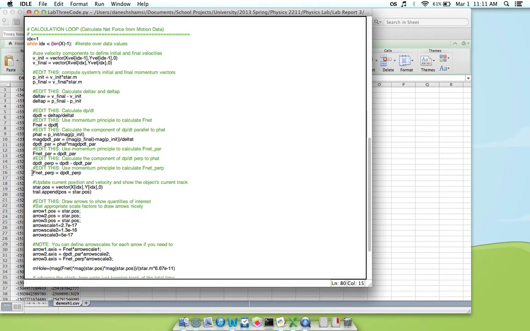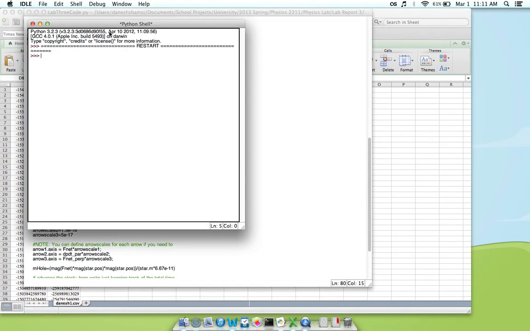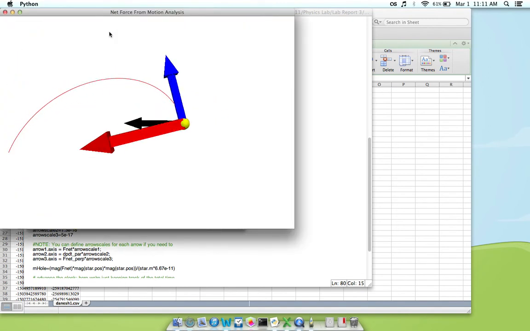So knowing this, I set my Fnet perpendicular and Fnet parallel equal to the perpendicular and parallel components of the momentum. So here I'll show you what happens when I run my code. The yellow ball was the motion of the star, and the three arrows represent the net force and the net force components.